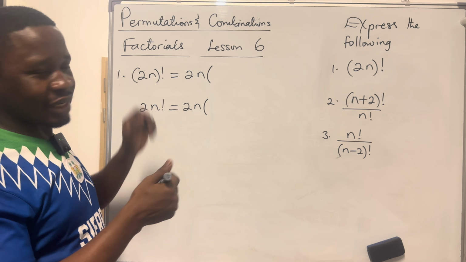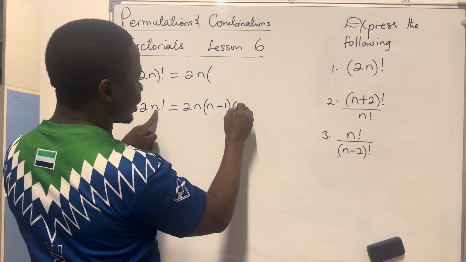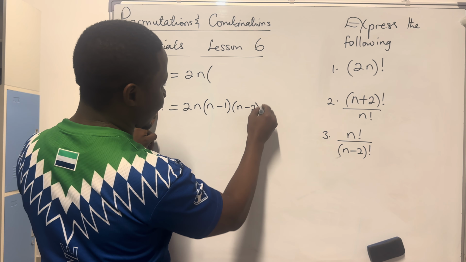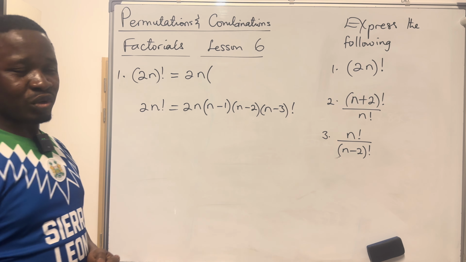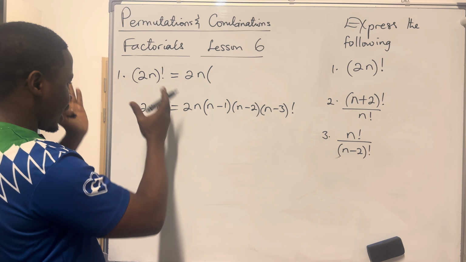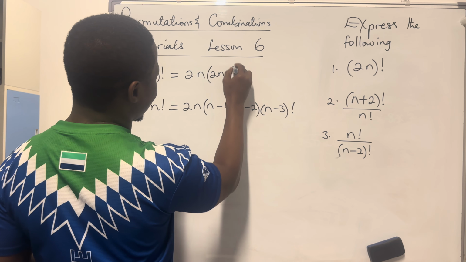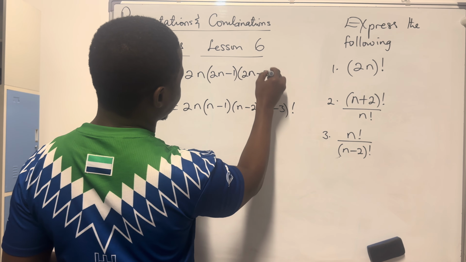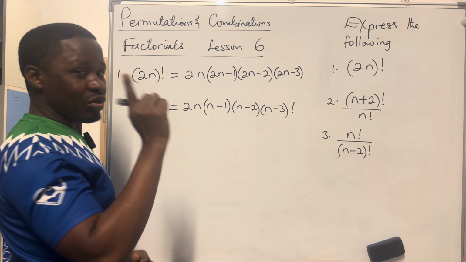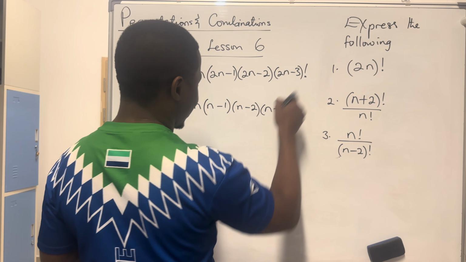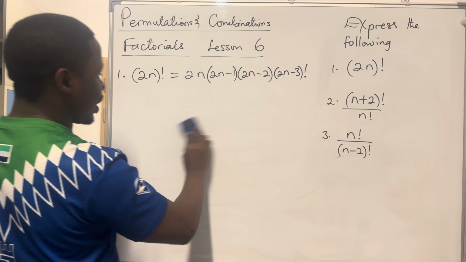Here we write 2n. So in that case, here we say n minus 1, n minus 2, n minus 3. If we stop here, we say factorial because 2 is not within a bracket, unlike this one here. So this is 2n minus 1, 2n minus 2, 2n minus 3. We can choose to stop here. Do not forget the factorial. So this is how we expand 2n in a bracket factorial.